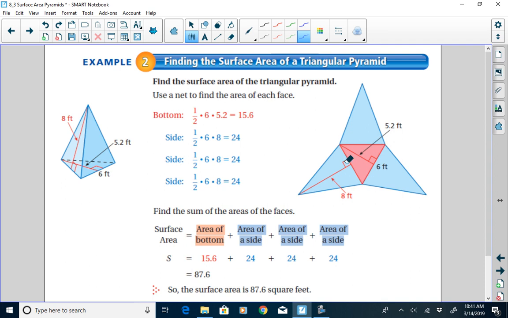All right, here's an example problem where the base is a triangle. Looks like it's an equilateral triangle, so all the sides are 6. The height of the triangle is going to be 5.2 feet. That's the height of the triangular base. Then we have the height of a triangular face, which is going to be 8. So we have to find the area of the triangle, which is 1/2 of 6 times 5.2, and that's what we see here, 1/2 base times height. But then I have 3 triangles where I have a base of 6 and a height of 8. So that'd be 1/2 of 6 times 8. I add the 24 plus 24 plus 24, which is 72, plus the 15.6, and that's where we get a surface area of 87.6.